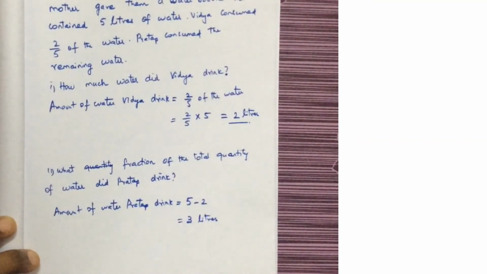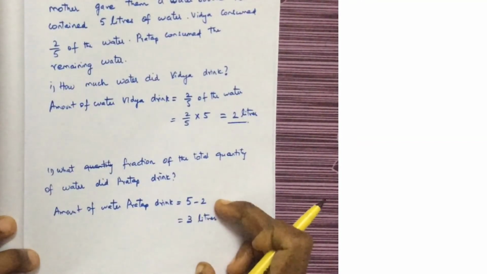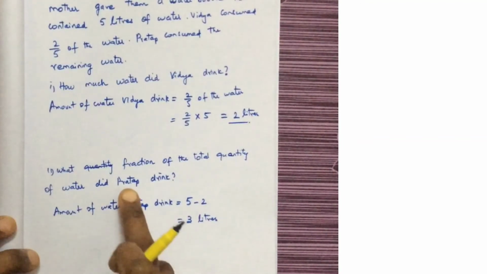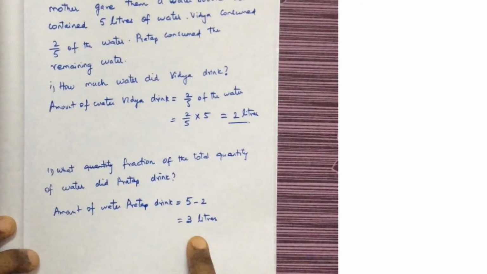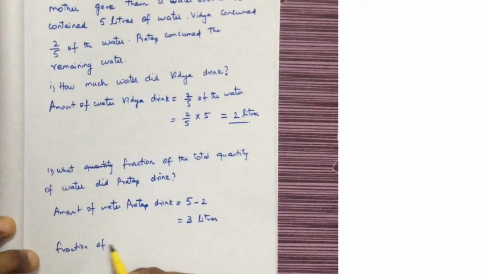Pratap consumed the remaining water. So 5 minus 2: 5 is the total amount of water, 2 liters of water is consumed by Vidya, so the remaining water is consumed by Pratap. So Pratap consumed 3 liters of water. But in the question they have asked for a fraction. So 3 liters is the total amount of water drunk by Pratap. Now they ask what is the fraction of water Pratap drank.